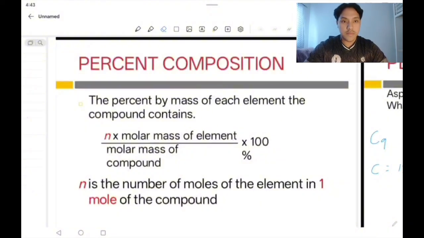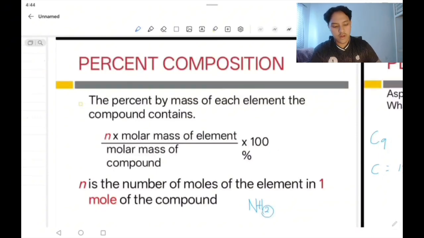So what is percent composition? Percent composition is the percent by mass of each element the compound contains. Here is the formula for the percent composition: n times molar mass of element divided by molar mass of compound, times 100%. What is n? n is the number of moles of the element in 1 mole of compound. As an example, there is 1 mole of N and there are 2 in the subscript of H. This subscript indicates the value of n.